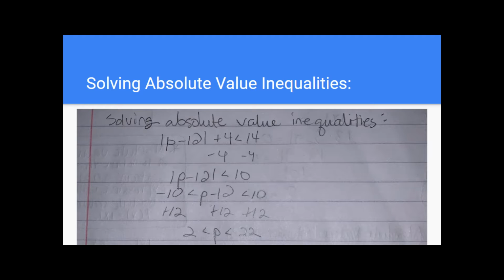So now we have solving absolute value inequalities. So we have the absolute value of p minus 12, plus 4, is less than 14. You're going to want to subtract 4 from both sides, and then we're left with the absolute value of p minus 12 is less than 10. So we're back to having a negative and a positive. So we'll have negative 10 is less than p minus 12, and then p minus 12 is less than 10. And we're going to add 12 to the negative 10, the p minus 12, and the 10. And we get 2 is less than p, and p is less than 22.